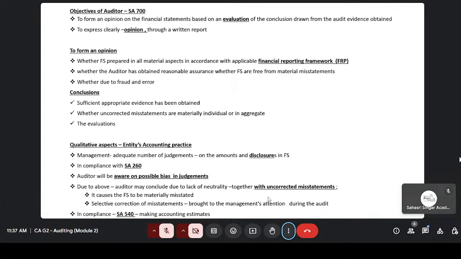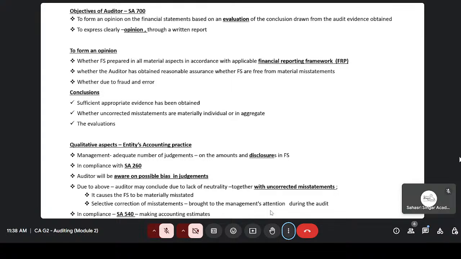Then what will happen? Due to the lack of neutrality and your unawareness, the financial statement will remain uncorrected till the end of the audit, and knowingly or unknowingly, you will also sign the financials, which will cause them to be materially misstated. Because this action was not taken, it will be a big issue due to fraud and errors. So in such cases, corrective actions have to be taken on these misstatements, and you have to bring them to the attention of the management during the course of the audit.